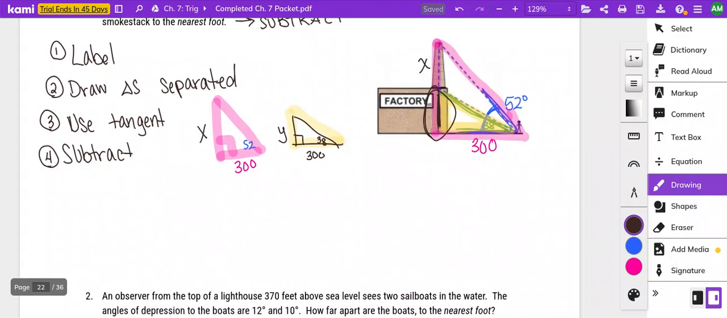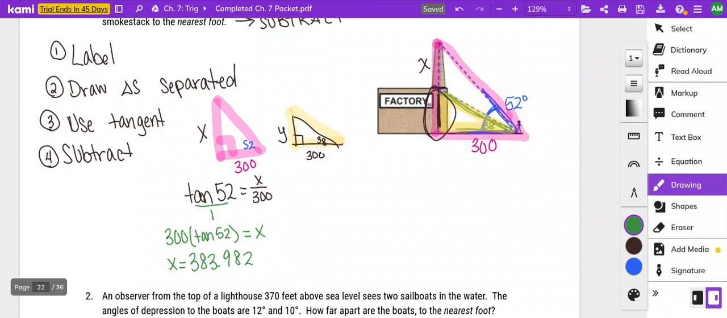So now we're going to do tangent twice. Tangent of 52 is x over 300. And I'm going to solve. In order to solve, we put this over 1 and we cross multiply. 300 times the tangent of 52 equals x. And then you're going to use your graphing calculator. And we get a very long answer. We get 383.9824... we're just going to write that.